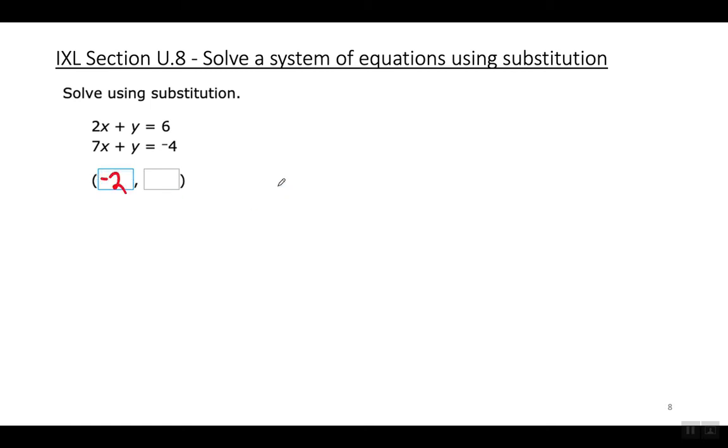So x equals negative 2. I shouldn't have erased something, but whatever. Let me just put it back.